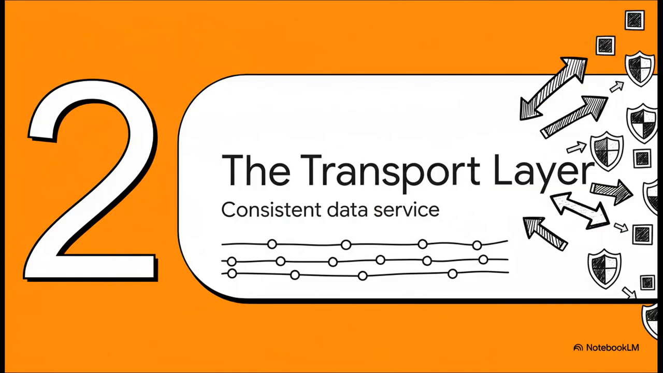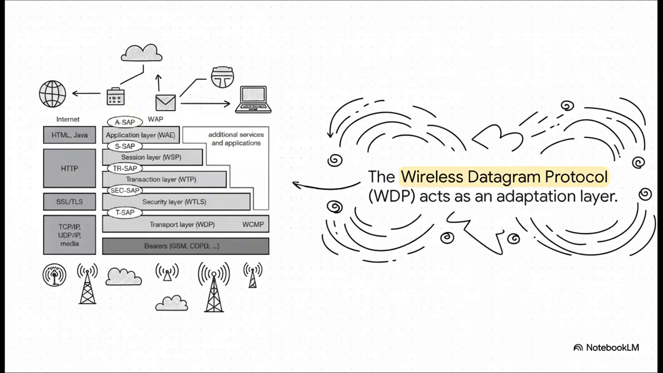Okay, next up, the transport layer. So we've got all these different networks at the bottom. The job of this next layer is to basically create one single consistent data service that everything else can build on. And this is where the Wireless Datagram Protocol, or WDP, comes into play. You can think of it as a universal translator. It's an adaptation layer that gives all the layers above it one common way to talk, no matter how chaotic and different the actual networks are underneath.